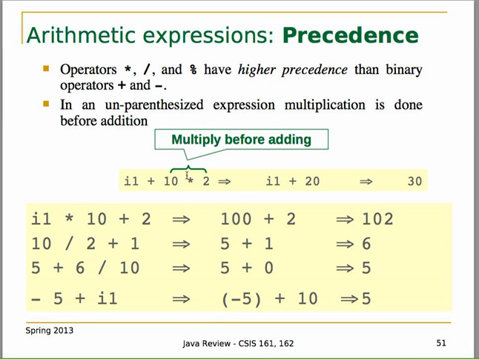Okay, so multiply before add, that's an important one. So you do this first, you do this first, divide before add, you do this first, and so on. If you see a minus 5 plus I1, this is interpreted as being negative 5.